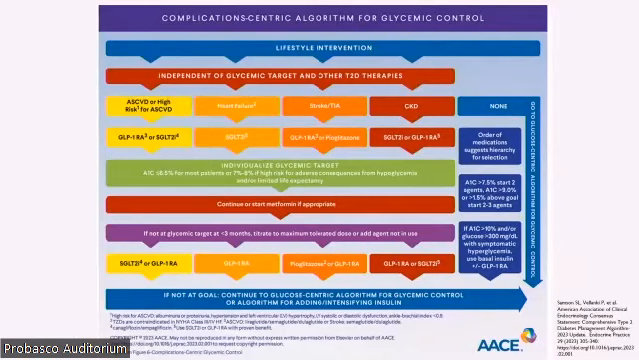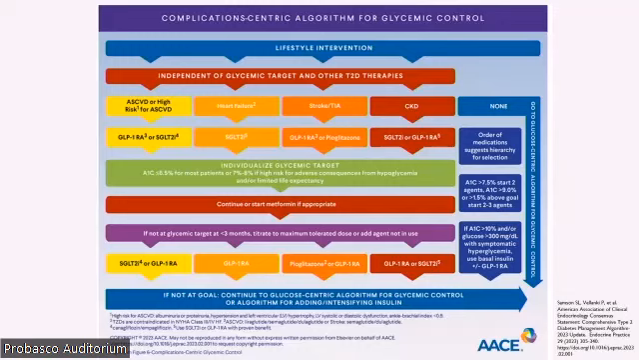So the ACE guidelines start with a complication-centric algorithm. They also have a glucose-centric algorithm where you will see if you have none of these comorbidities, then you can move to that glucose-centric algorithm, which is probably what you're more familiar with previously. So everything right now, lifestyle is of course first line, will always be first line in these patients.